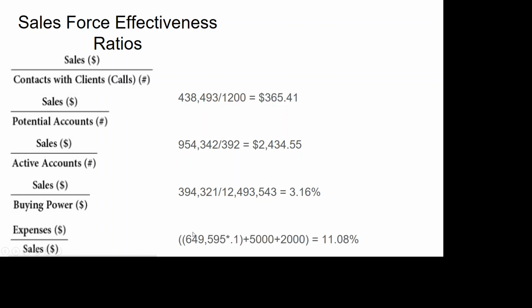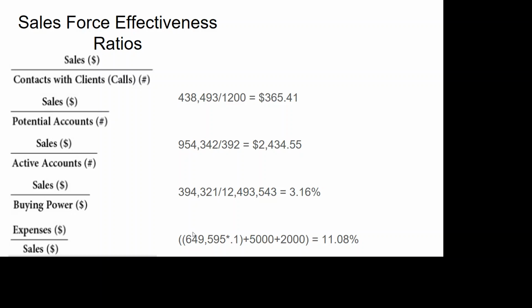Expenses divided by sales here. A lot of salespeople incur expenses that the company has to reimburse. So you sometimes not only assess sales performance, but also the ability to keep costs down. So we've got a salesperson that makes $649,595 in sales for the year. He gets paid 10% commission on his sales. He gets $5,000 for a car reimbursement and $2,000 for his health insurance. The question is, what is his effectiveness ratio?